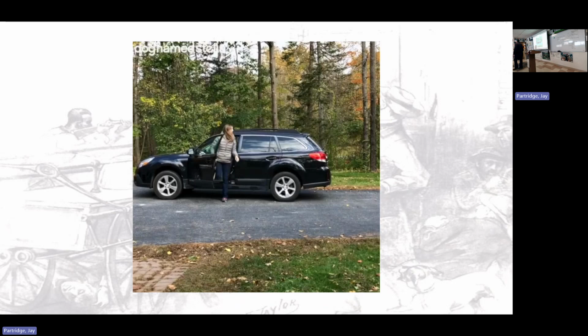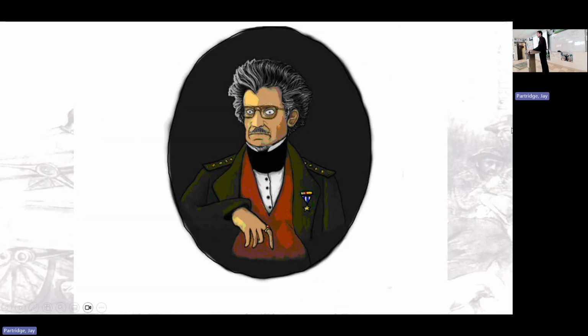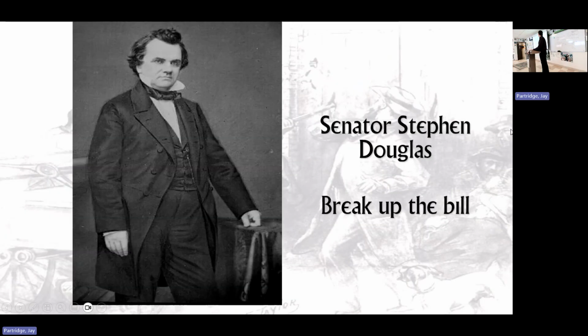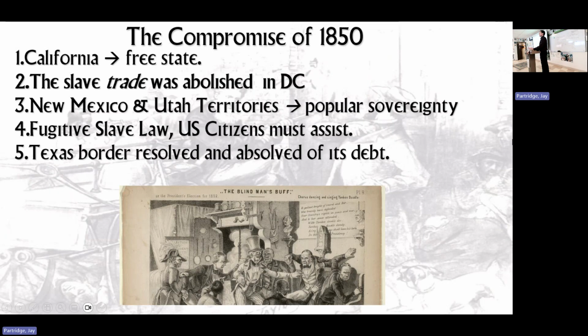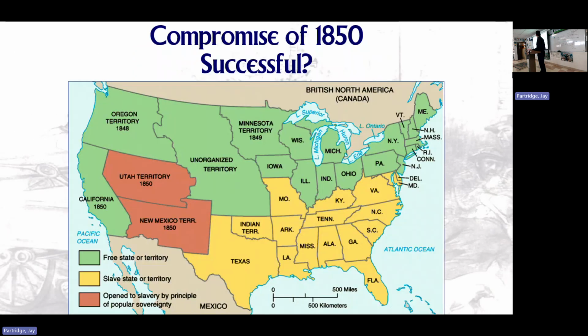Fillmore agreed to support the compromise. Who broke up the bill? Stephen Douglas. And the Compromise of 1850 had five parts, but the Fugitive Slave Law would be the most controversial of all of them. So let's get to what happened after this.